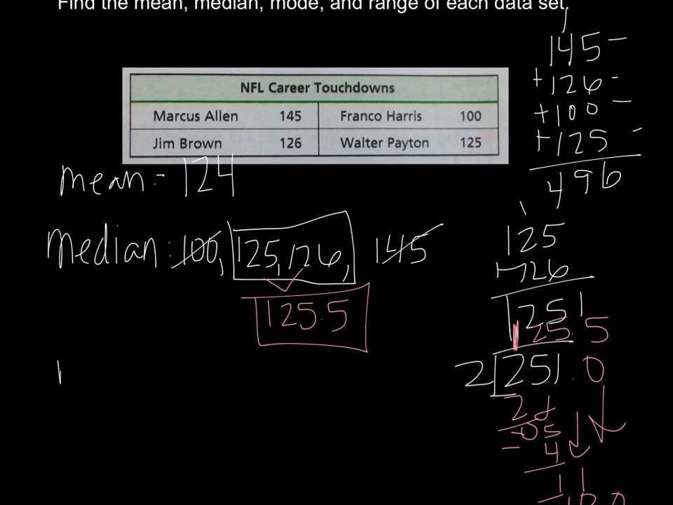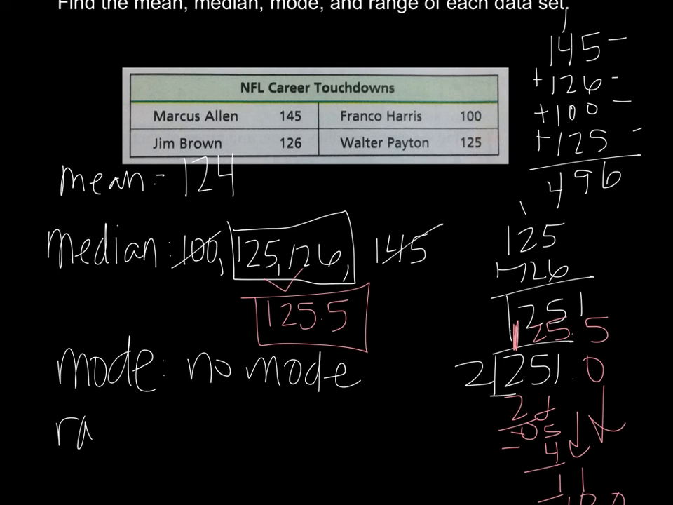Now I need to find my mode, what number appears most often. In this case, my mode is no mode. And lastly, my range is where I'm going to take the biggest number, 145, minus the smallest number, 100. So my range is 45.